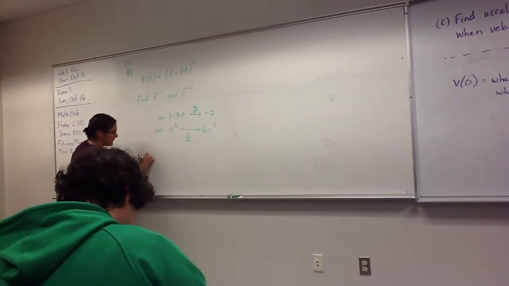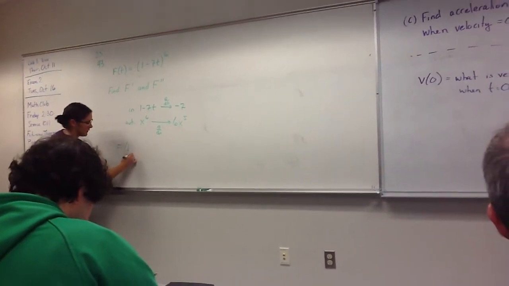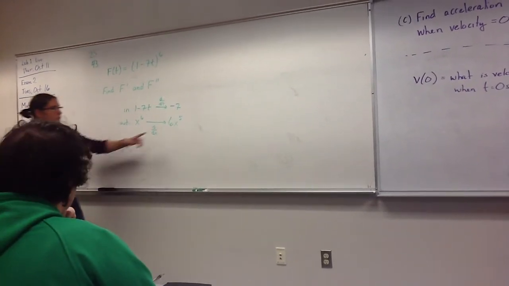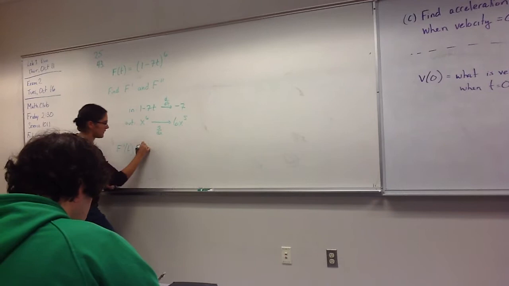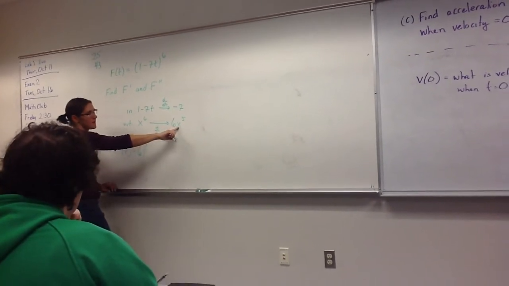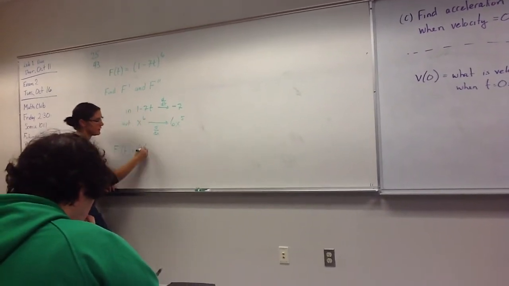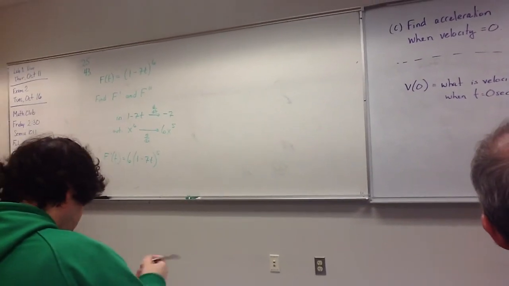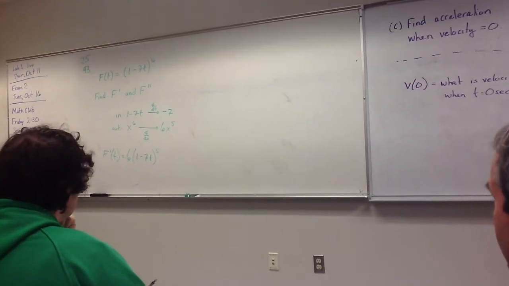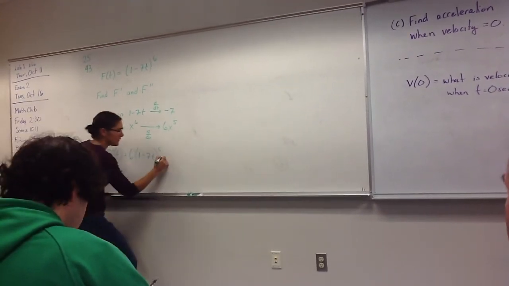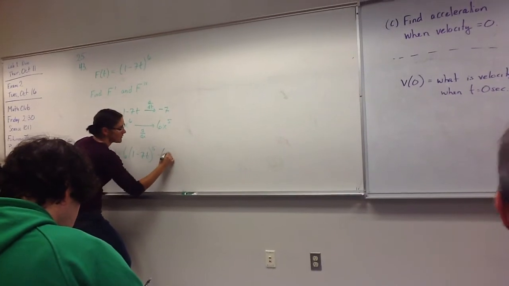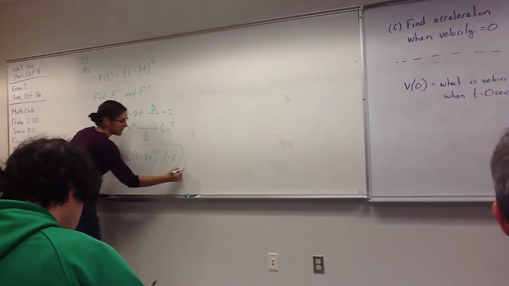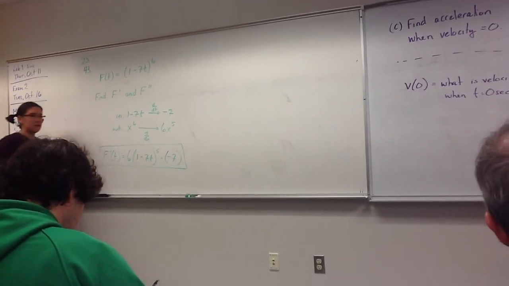So for f prime of t, chain rule says derivative of the outside, keeping the inside the same. So our derivative of our outside is 6x to the 5th. But keeping the inside the same means whatever that x is, I'm going to replace it with the inside function, 1 minus 7t raised to the 5th power. Derivative of the outside, keeping the inside the same, times the derivative of my inside, which is negative 7. And so as a derivative, this is a valid final answer for f prime.